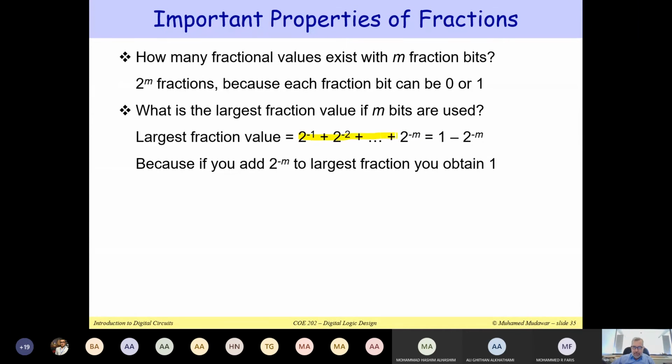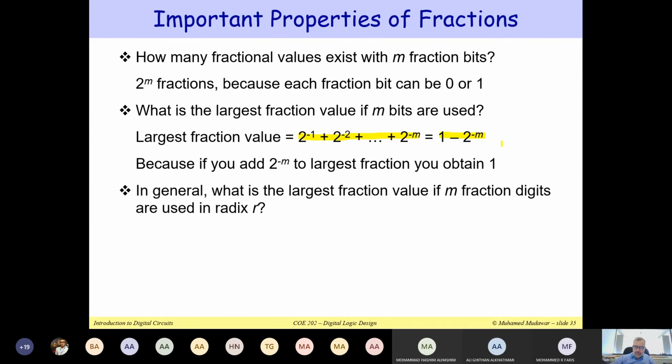Now the value of this number, this is a fraction, it's less than 1. It is 1 minus 2 to the power negative m. Because if you add 2 to the power negative m to this number, you will get exactly 1. So it's slightly less than 1. It's like 0.9999, so many nines in decimal. If you add 2 to the power negative m to the number, you get exactly 1.